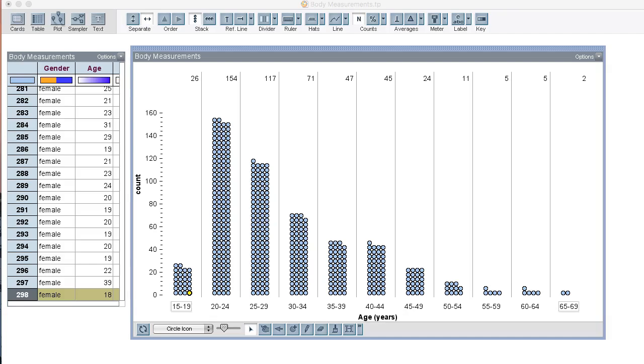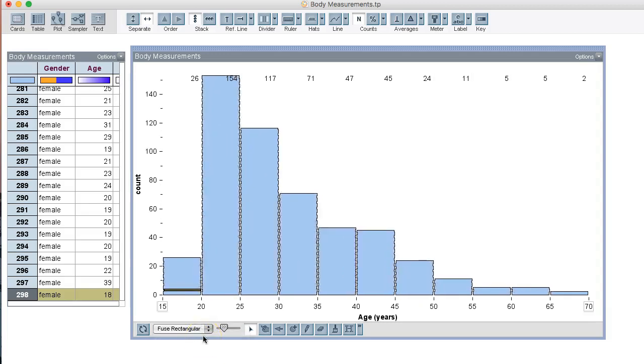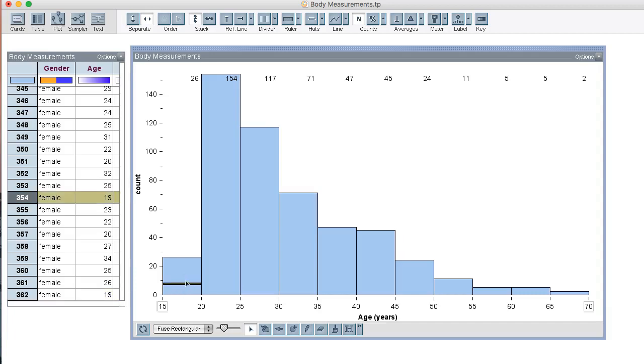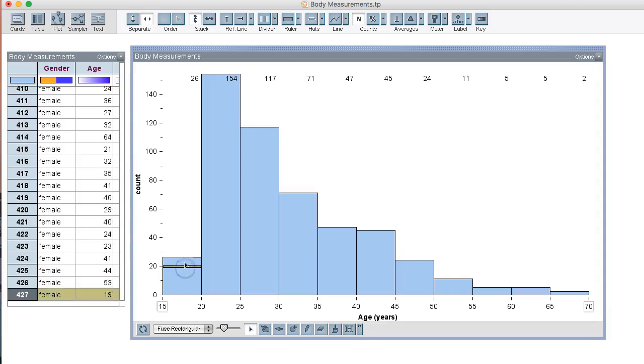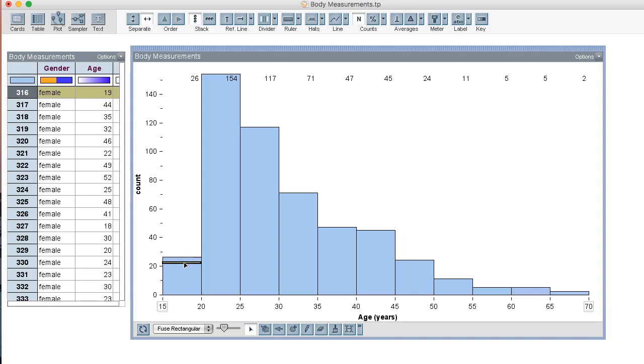I will simply change each dot into a flat rectangle and fuse these together. Instead of a group of dots in a bin, we now have a stack of flat rectangles. So as I click through this first bin, for example, I can see it's just a stack of flat rectangles, and each rectangle is a person in the spreadsheet who is under the age of 20, but at least 15.